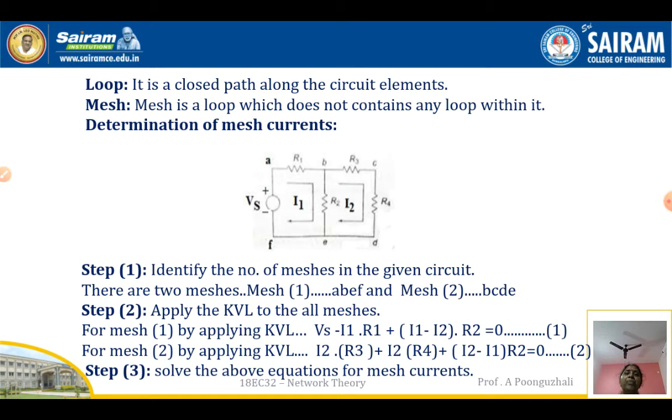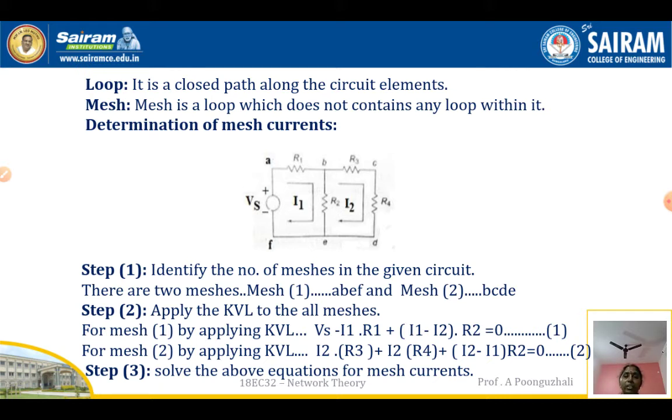Next is the loop. A loop is a closed path along the circuit elements. Here A, B, E, F, A is a closed path that forms a loop. In the loop we have a mesh current. A mesh is a loop that does not contain any other loop within it. So here we are going to determine the mesh currents.